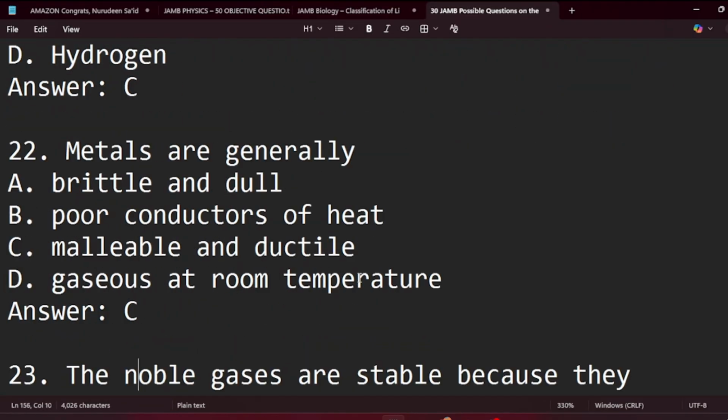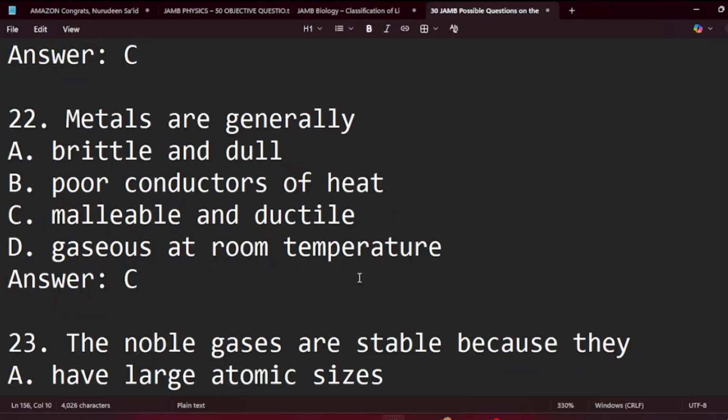Question number 22. Metals are generally A. Brittle and dull, B. Poor conductors of heat, C. Malleable and ductile, D. Gaseous at room temperature. The answer is C, which is malleable and ductile.